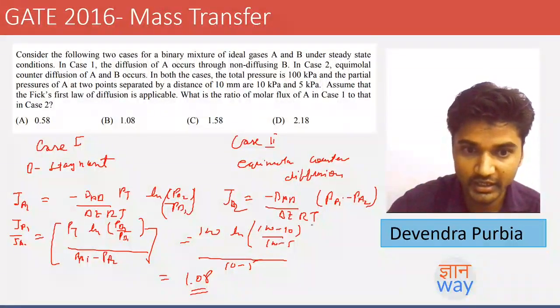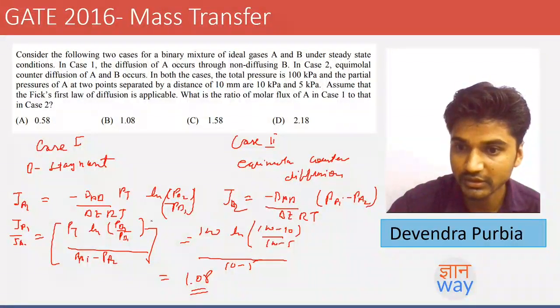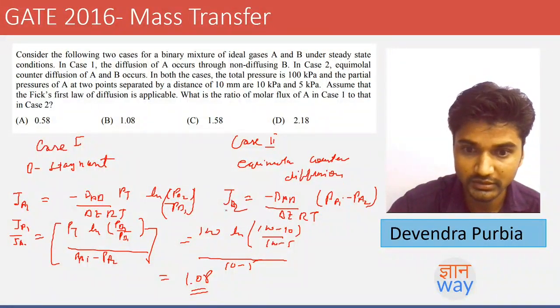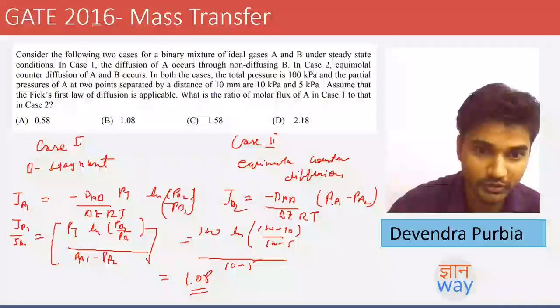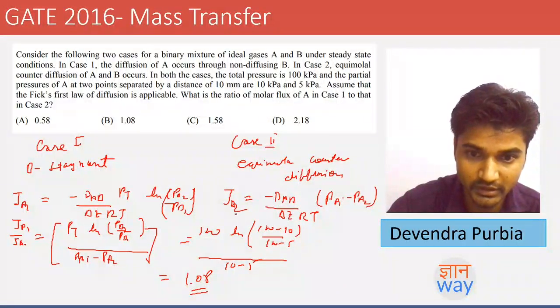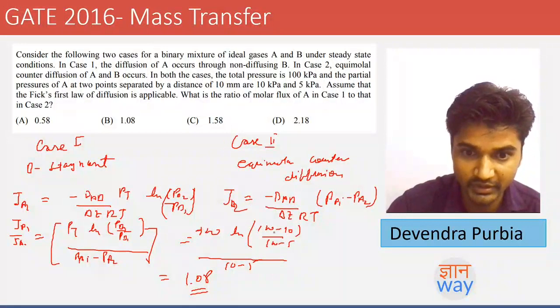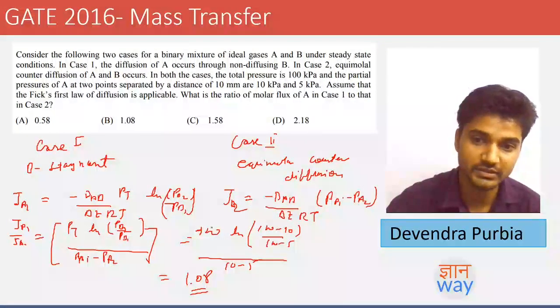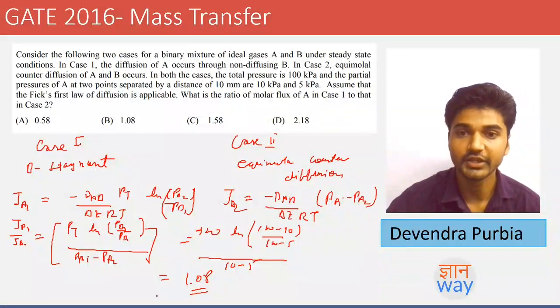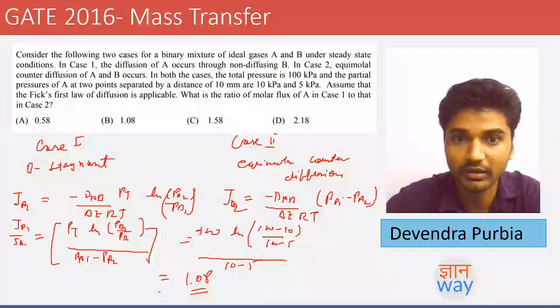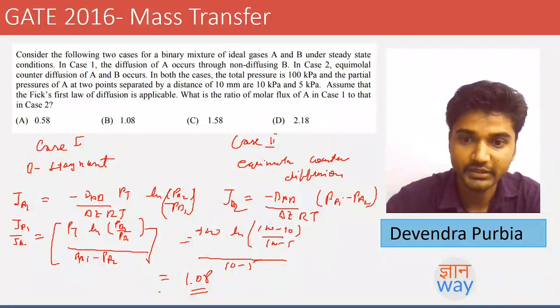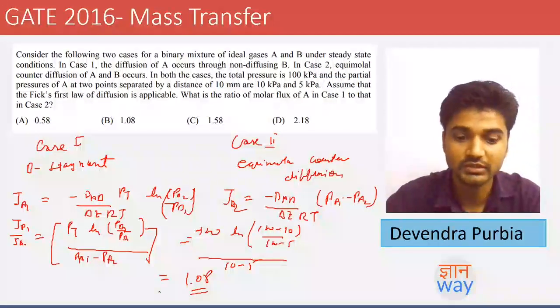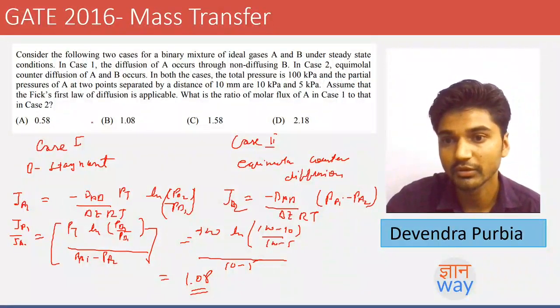So this is P_A1 minus P_A2, and this is also delta Z. When we apply P total, the negative sign will get cancelled. So it will give the ratio of molar flux of A in case 1 to case 2 as 1.08. That will be the option.